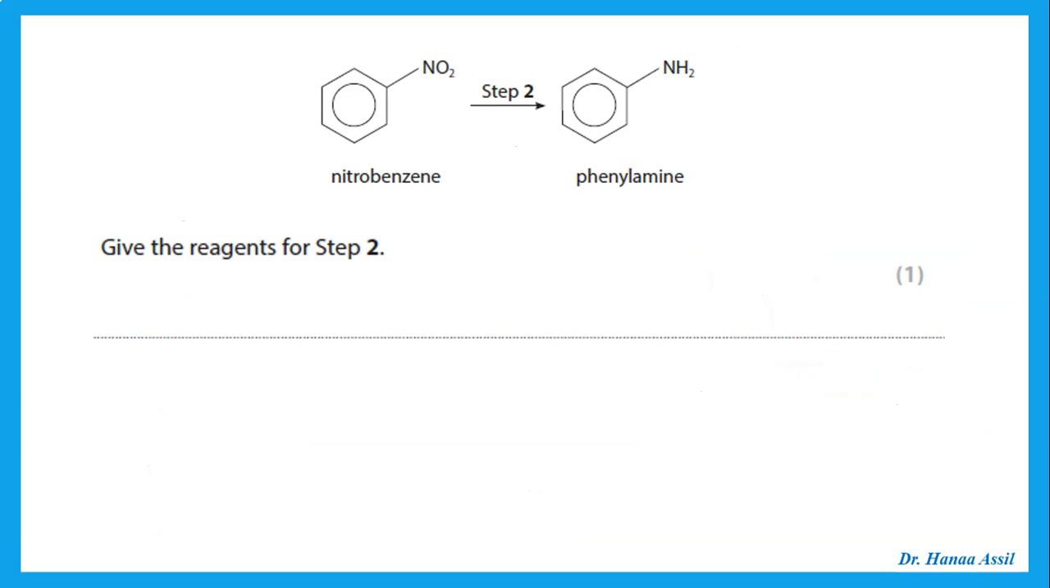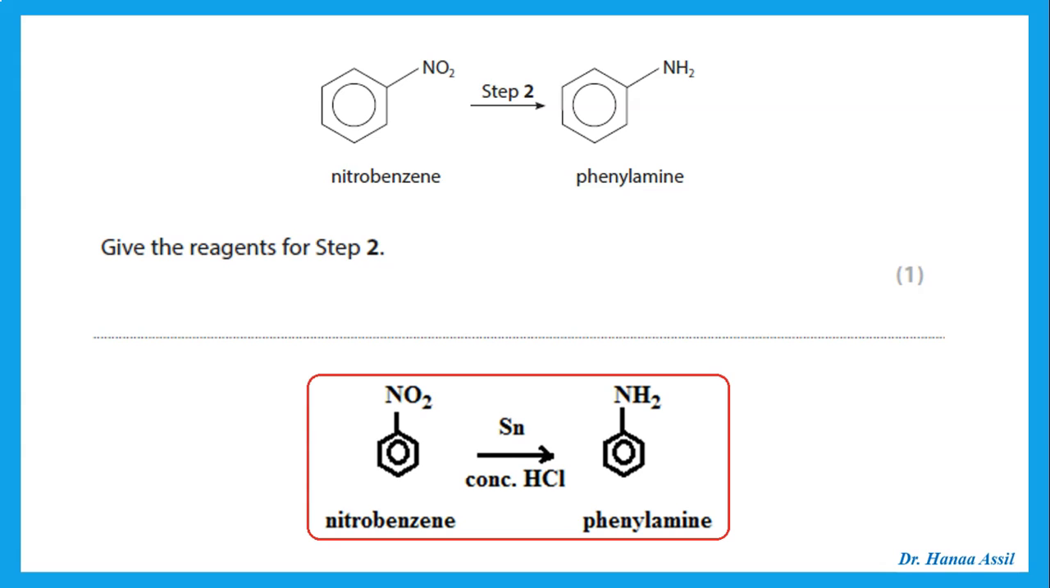Again, if I start with nitrobenzene, how can I put an amine group on benzene? So I'm starting with nitrobenzene. I want to change it into phenylamine. You should remember that to change a nitro on a benzene to NH2 on a benzene, I put tin and concentrated hydrochloric acid. Tin, Sn, and concentrated hydrochloric acid, we change NO2 on a benzene ring to NH2. And this is how we prepare aromatic amine groups from a nitro group.